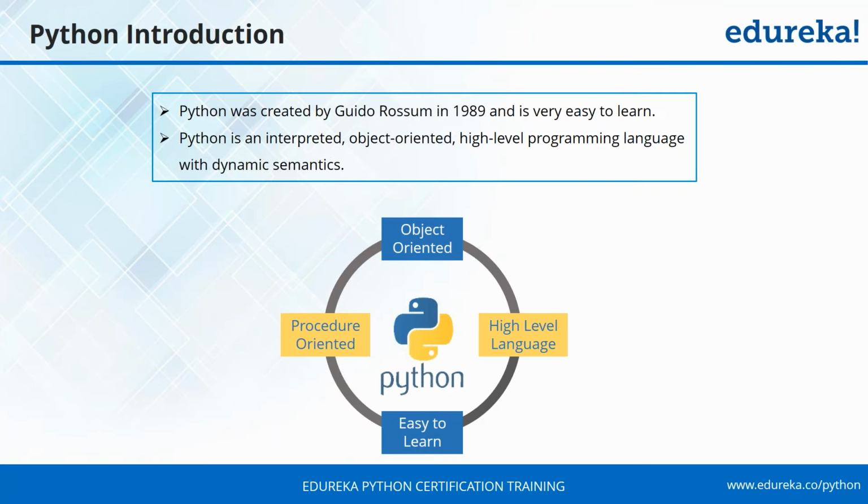Now, Python was created by Guido van Rossum in 1989 and is one of the easiest languages that you can pick up. Python follows an interpreted logic compared to the compiler logic which most other programming languages follow. Apart from that, it is an object-oriented programming language as well as a high-level programming language with dynamic semantics. You can see in the image below, Python follows both object-oriented programming style as well as procedural programming style, and it is a high-level language and is one of the easiest to pick.